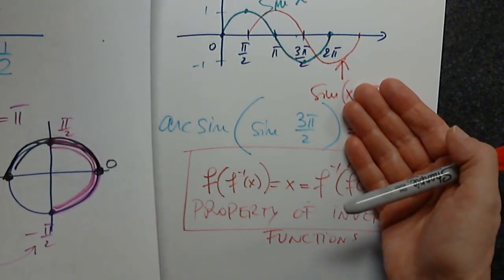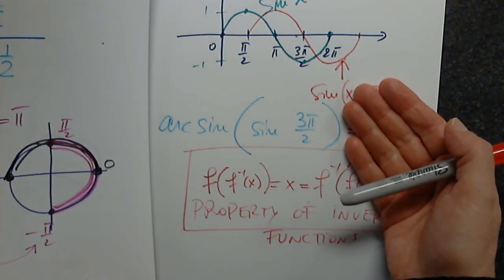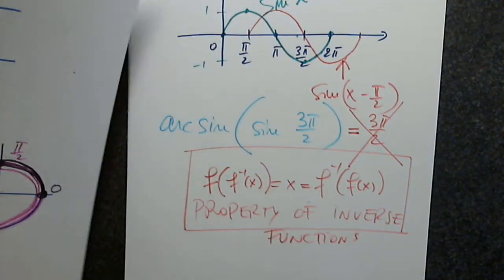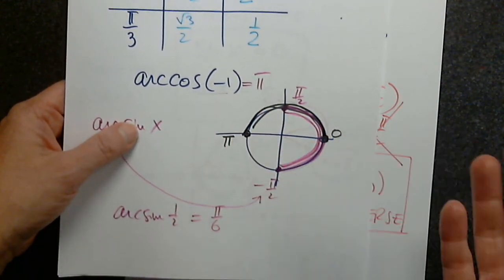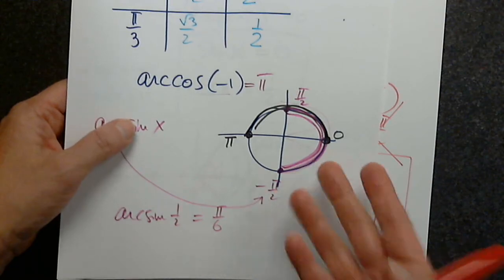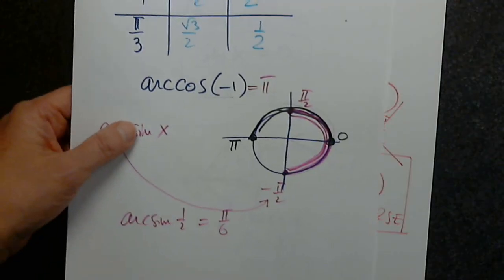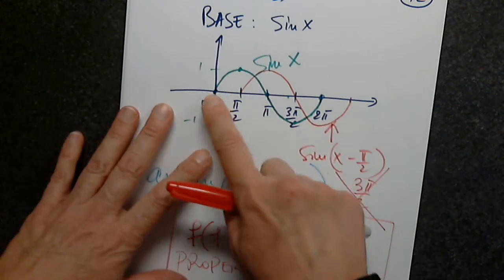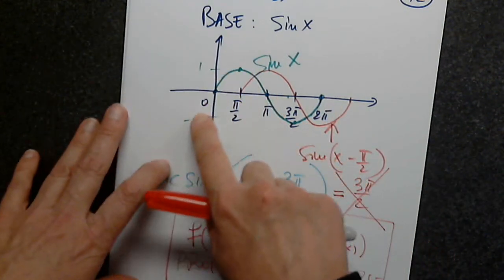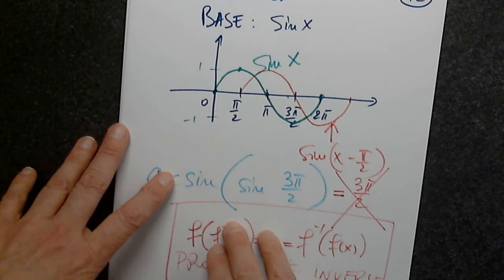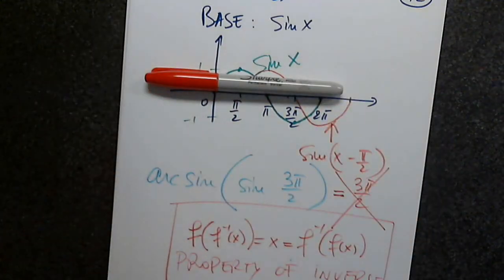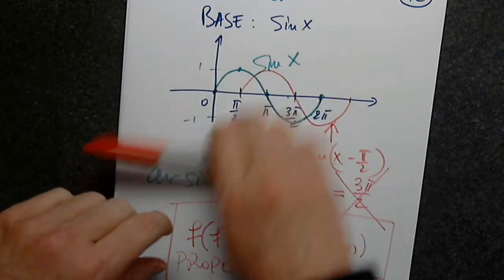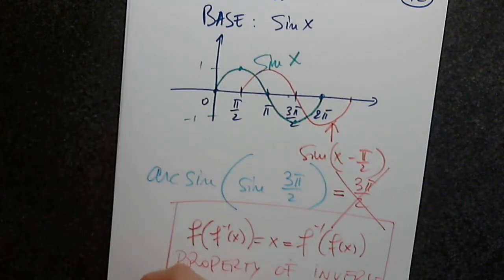Can I still evaluate this? Of course I can. But the answer will not be 3 pi over 2, because of the restrictions we have on the inverse functions, otherwise we will not be able to create the inverse function. So for example, coming back here for a second, look at sine. Is sine one-to-one? No, it's not. If you cross it with a horizontal line, you will see it's not one-to-one. So this function doesn't have an inverse.